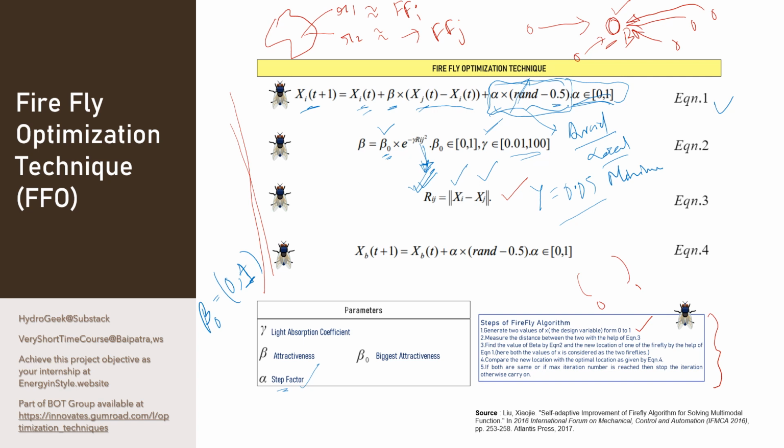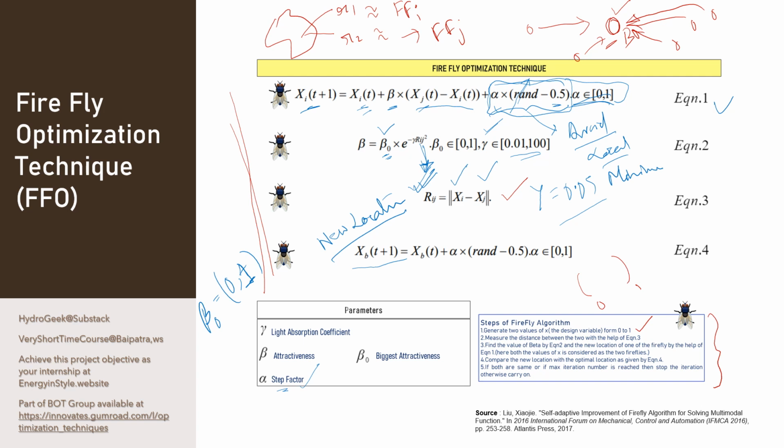Now, the last term is xb t plus 1. What is this? This is the new location of the bth firefly. Who is the bth firefly? The bth firefly is the firefly which has the maximum brightness. So, as I have discussed earlier, this is the location of the optimal solution. So all other solutions try to come nearer to this one.